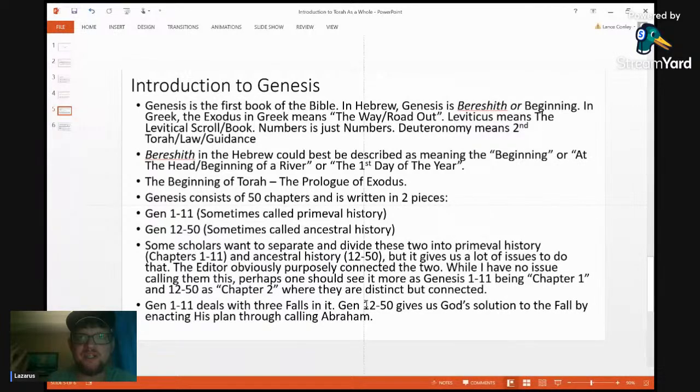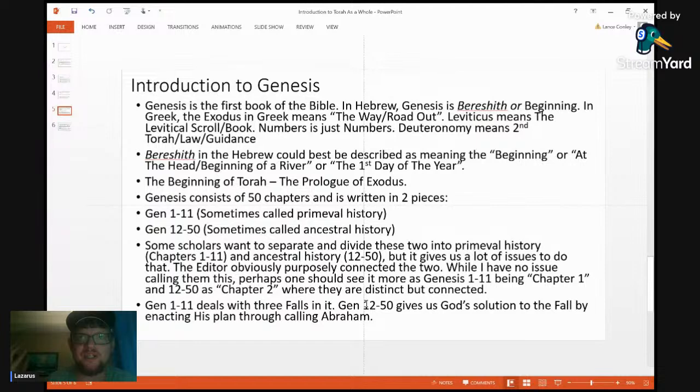Genesis consists of 50 chapters and it's written in two pieces. A lot of times Genesis 1 through 11 will be called primeval history, and Genesis 12 through 50 will be called ancestral history. Lots of scholars want to separate and divide these two into primeval history and ancestral history, but it gives us some issues to do that.